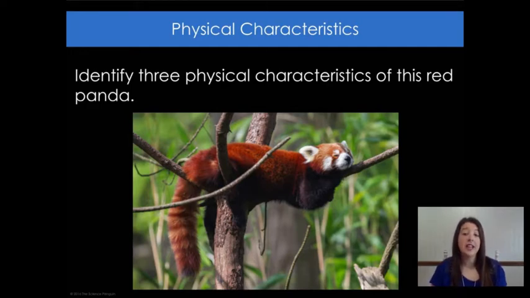Did you say that it has red fur? Or maybe you noticed the rings on its tail. Maybe you noticed its white ears or the white around its nose. These are all physical characteristics of the red panda. These are things that describe the way it looks, and these are things that it would have inherited from its parents.